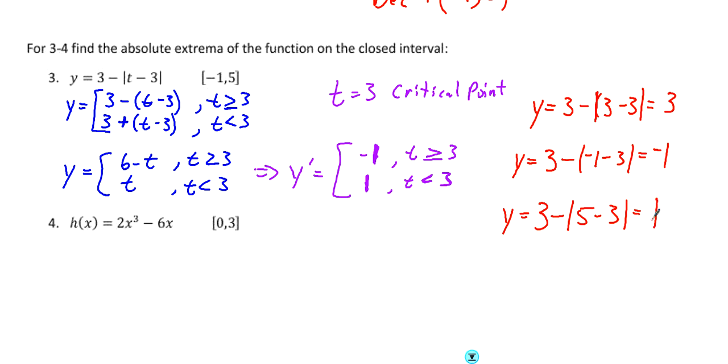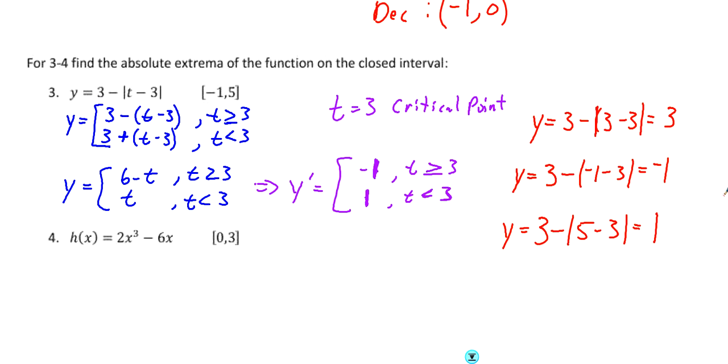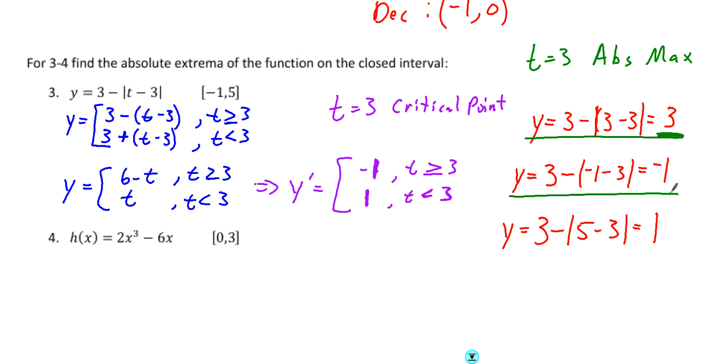Okay? So that means that this one right here, t equals 3, is my absolute maximum. It's highest value. I get to a height of 3. This one right here, where t equals -1, that is my absolute minimum. Okay?